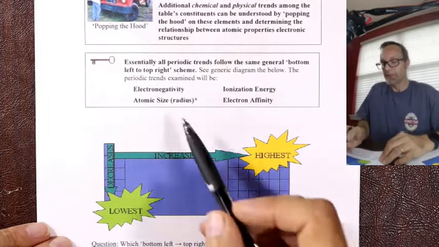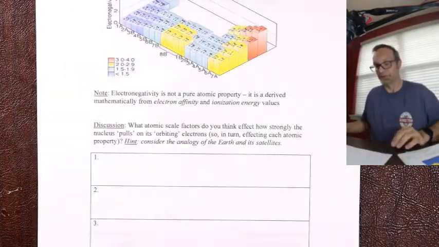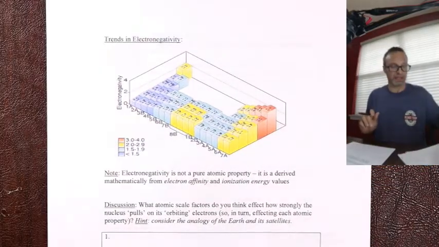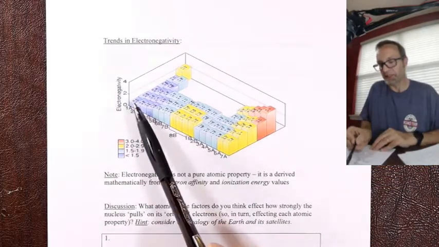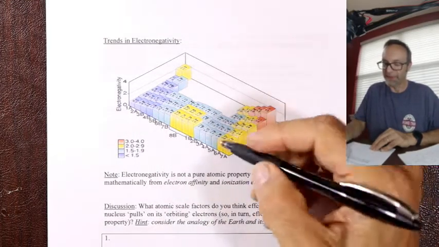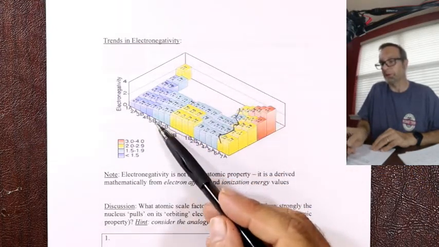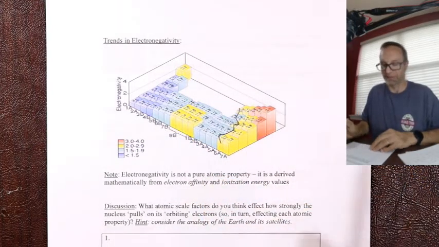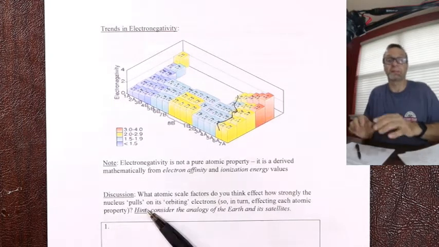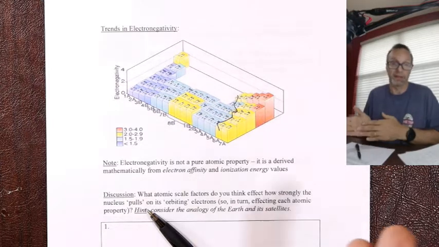All right, now we'll look at these various trends and see where they come from. Just as a reminder, there's our electronegativity trend. Remember, the electronegativity trend runs low to high, bottom left to top right, and that borderline separates metals, low, from non-metals, high electronegativity. And remember, it's not a pure atomic property. It's not something you can measure. It's something you calculate from the other things we just showed you.